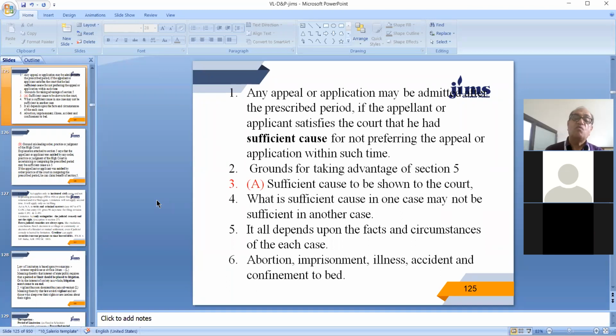And dear students, what is sufficient cause in one case may not be sufficient in another case. All depends upon the facts and circumstances of each case. In case of ladies, abortion may be a sufficient cause. Imprisonment: if I was confined in jail and I was to file an appeal meanwhile, my confinement in jail may be a sufficient cause. My illness may be sufficient cause. I met with an accident and could not file the appeal, may be a sufficient cause. I was confined to bed, I was not able to move, may be a sufficient cause.